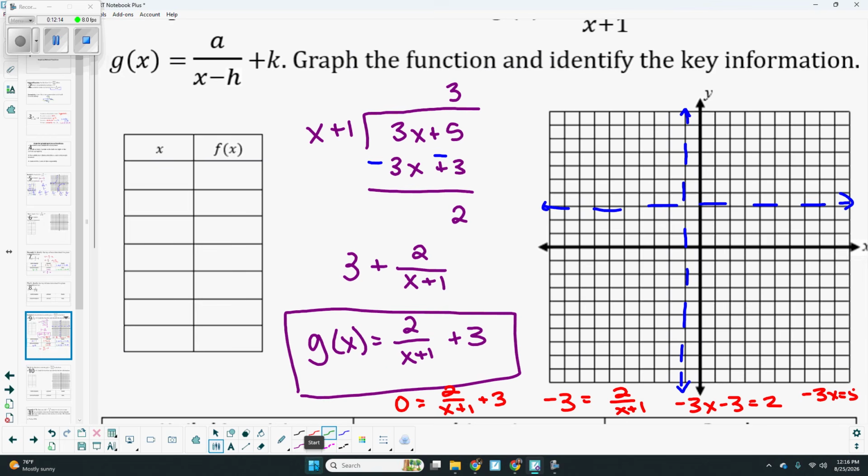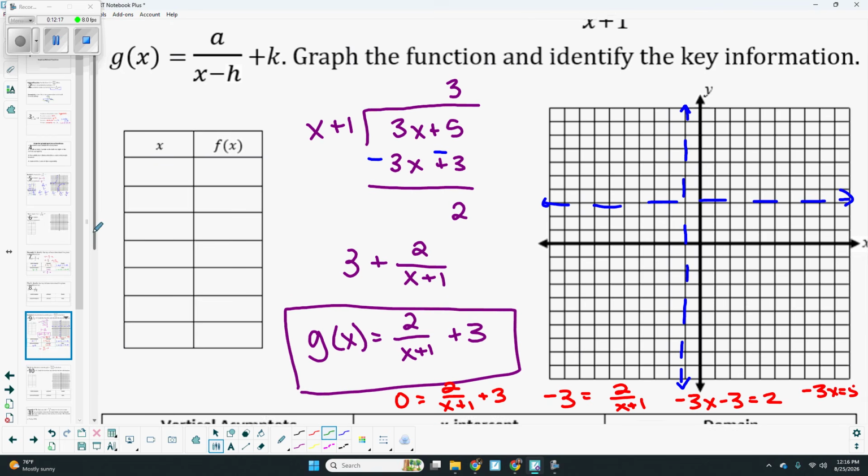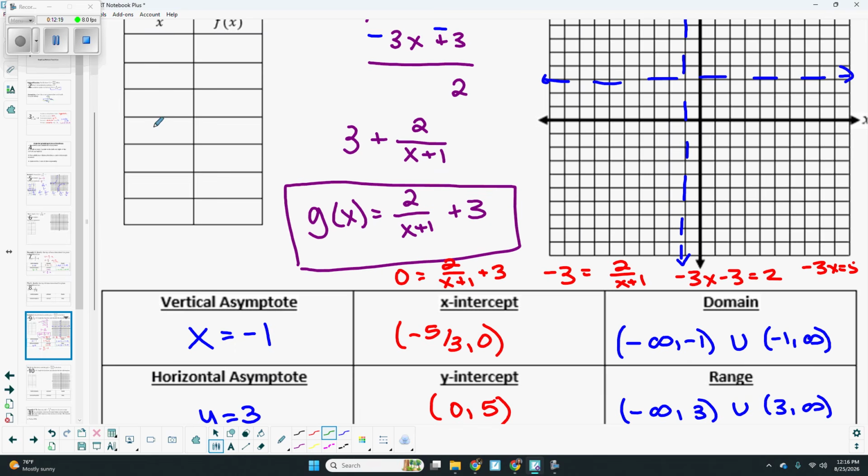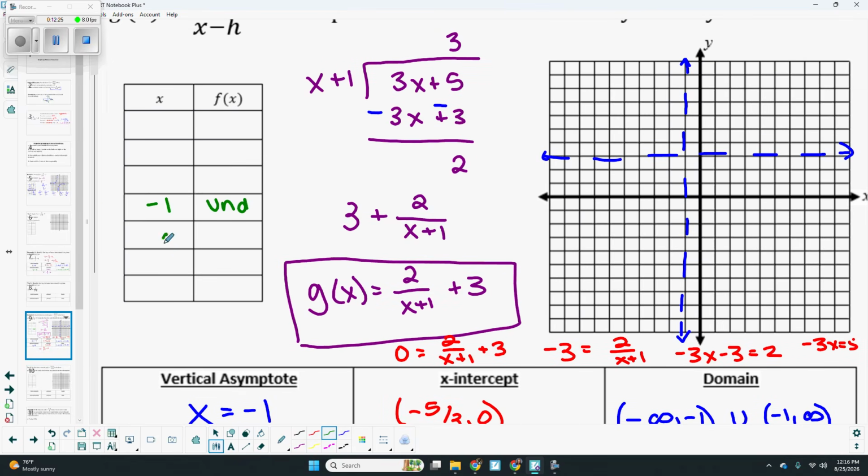So now for my graphing, we know that we're going to have our vertical asymptote of x equals negative 1 in the middle. That's undefined. So now 3 after it would be 0, 1, and 2. 3 before it would be negative 2, negative 3, and negative 4. And I'm going to save you some of the boring, watch me do the math.